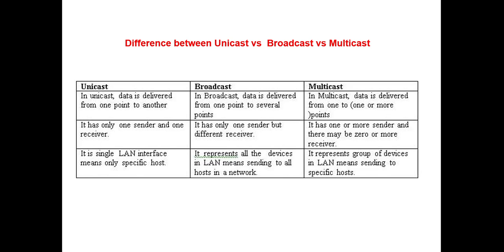Unicast, broadcast and multicast. Unicast means data is delivered from one point to another point, that is, only one sender system and one receiver system. In broadcast, the data is delivered from one point to several points, that is, one to many. In simple terms, one sender but multiple receivers. In multicast, the data is delivered from one to one or more points, that is, a limited number of groups. Each group may contain one system or n number of systems. It has one or more senders, and there may be zero or more receivers, depending on the group limits.